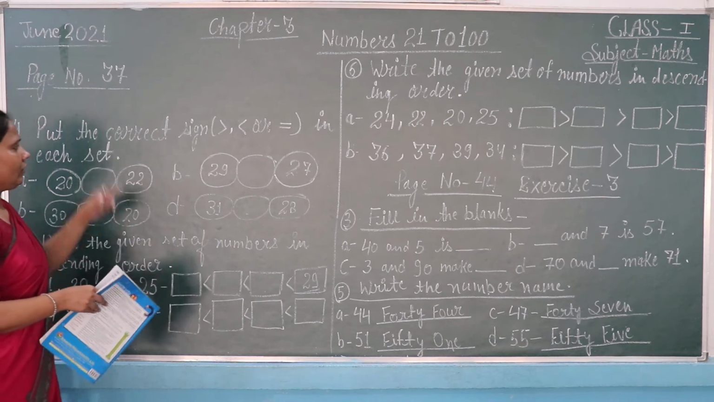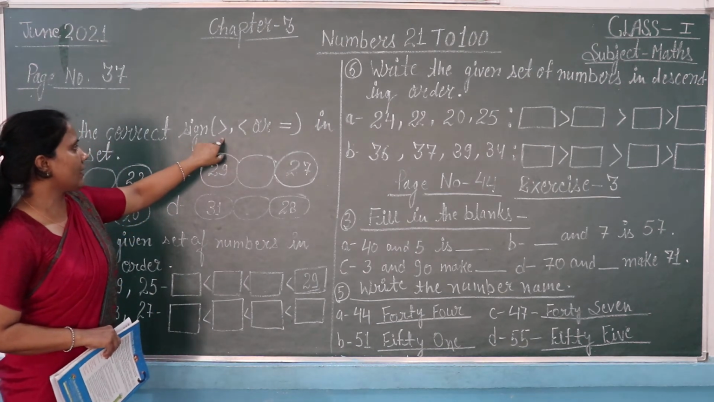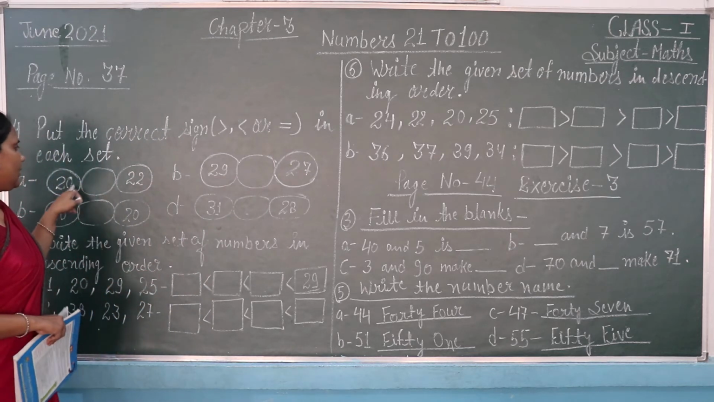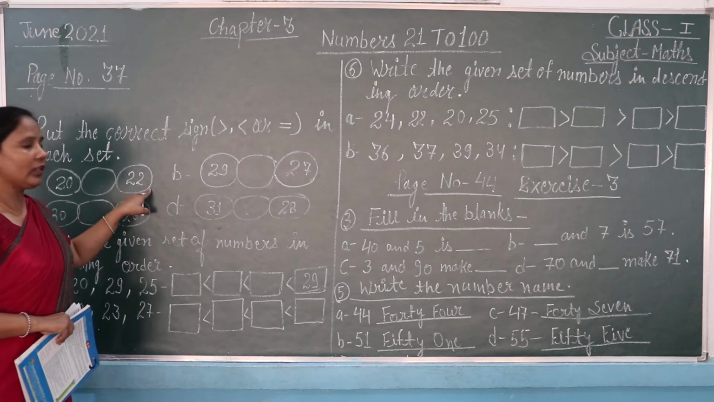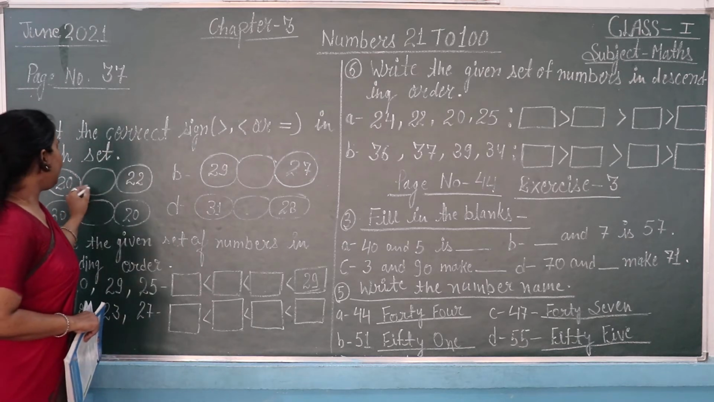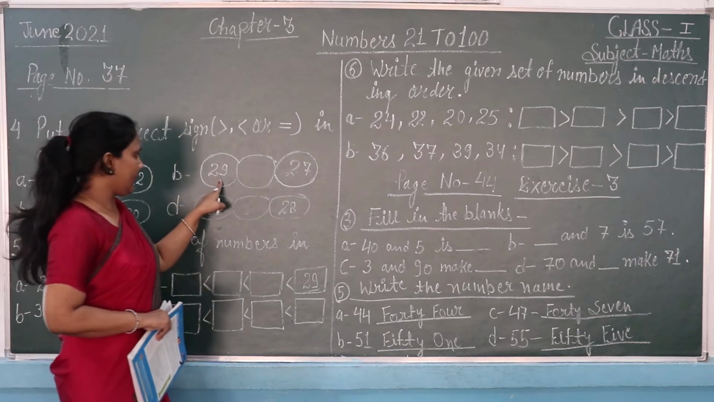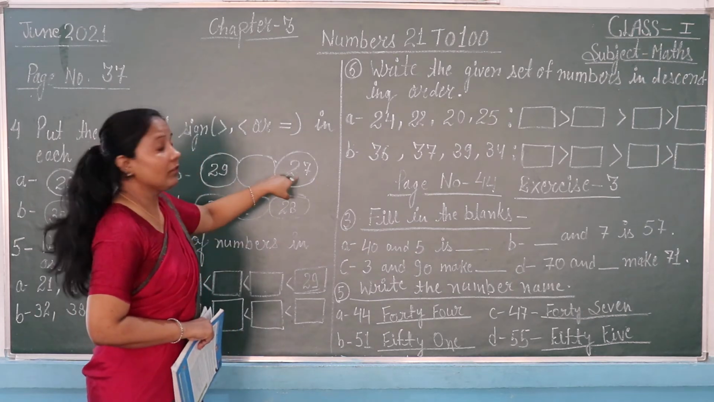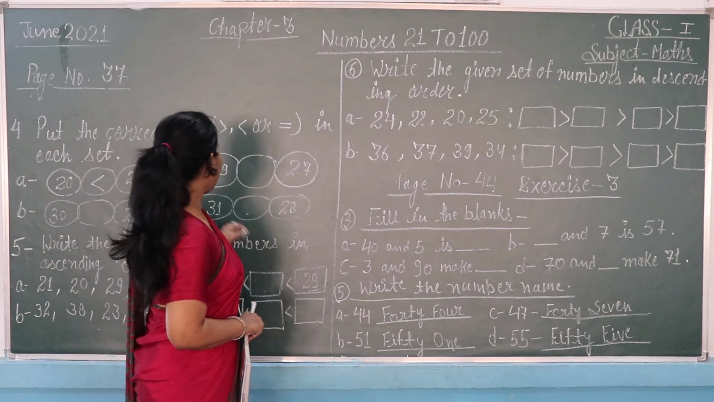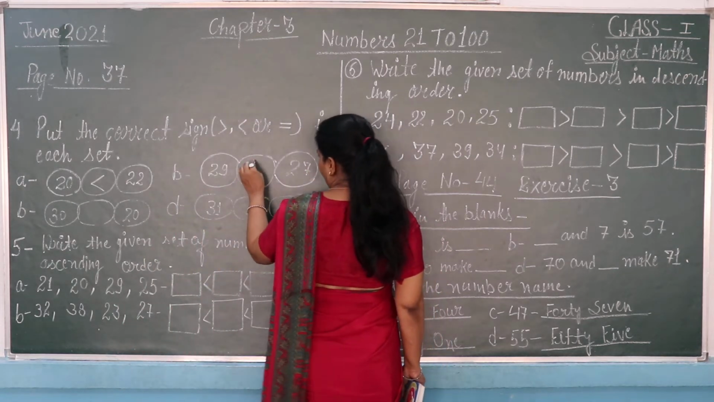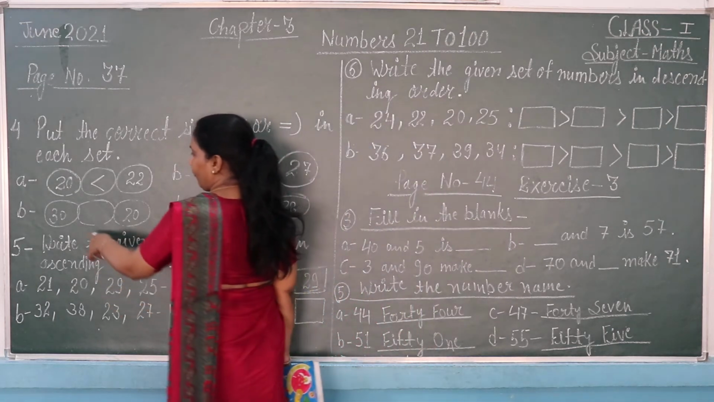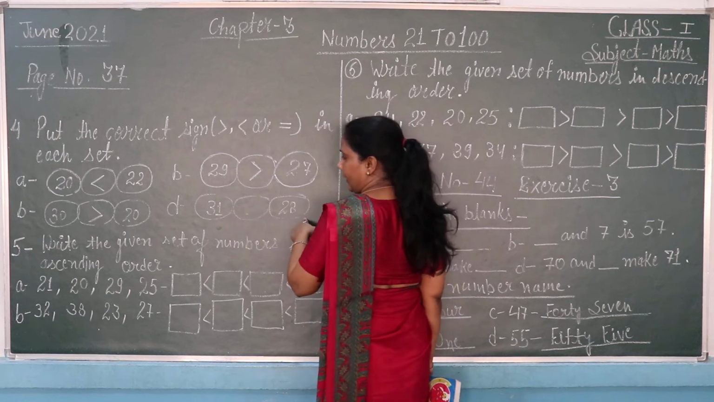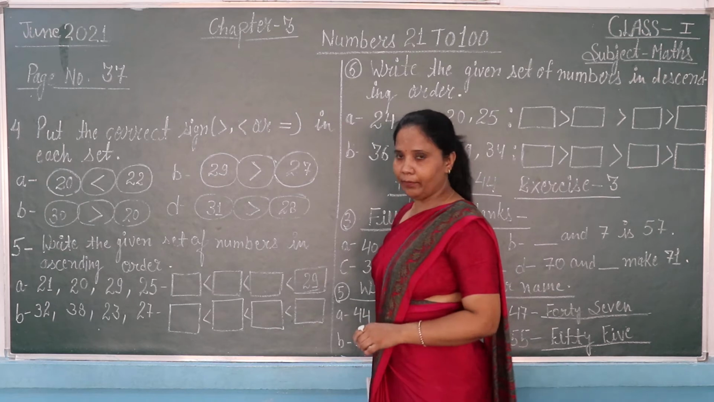In this question we put the sign. Then 20, so we will find here greater. Okay, 29 and 27. Which number is the greater here? Okay, so we will find here. Right. Which number is the greater? 30. Yes. And which number is the greater? This is 31. Okay. Now it is completed.